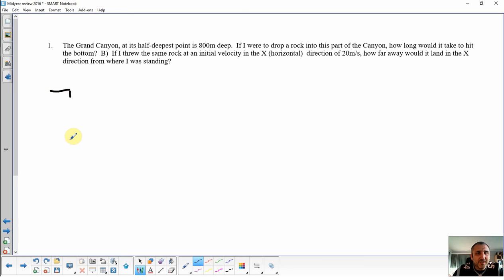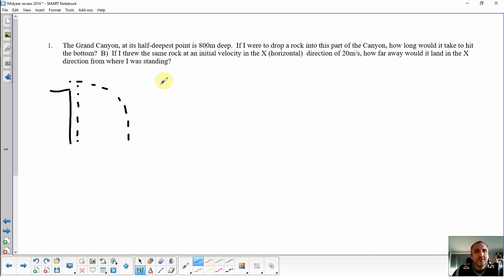So now, instead of something getting launched, we're talking about just dropping something straight down, or throwing something, sorry, with some x initial velocity. And we're going to end up with either a straight line going down or a parabola. That's a terrible parabola, but that's okay. So, one thing we know is the time to go straight down, or the time to go in this parabolic fashion, it's going to be the same time.